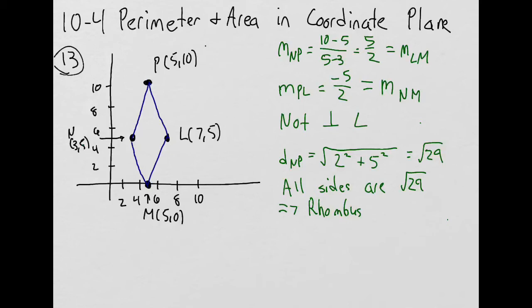Perimeter is a piece of cake, right? Because we've got the sides already. So perimeter, I'll just write it over here. Perimeter is add up the 4 sides. 4 square root of 29. Right? One side is square root of 29, and we've got 4 of them. Area is a bit trickier.